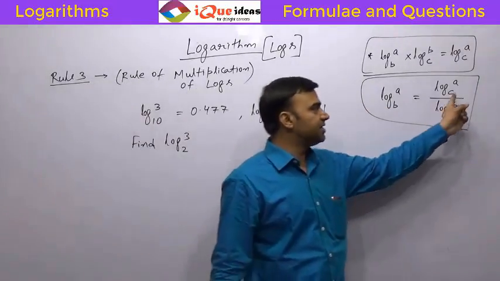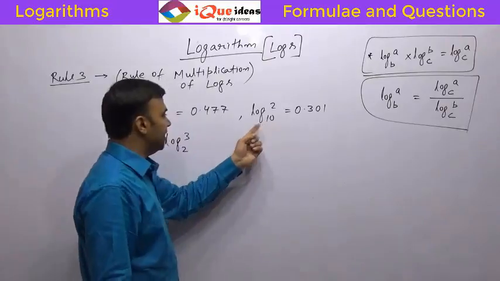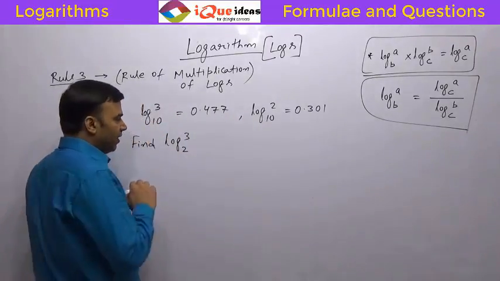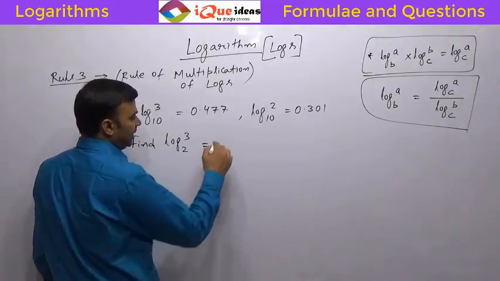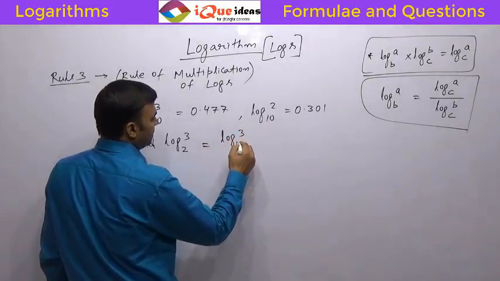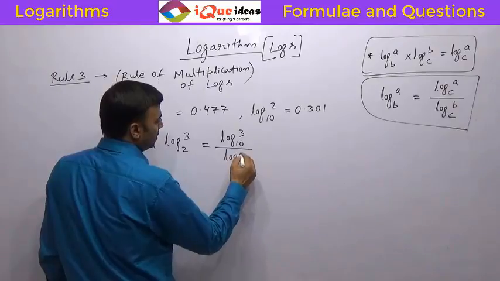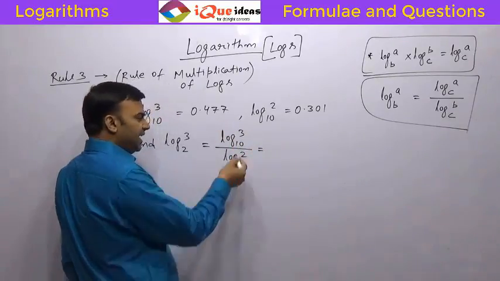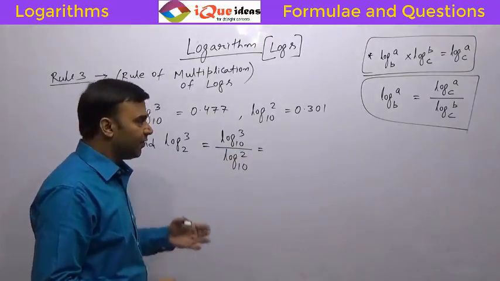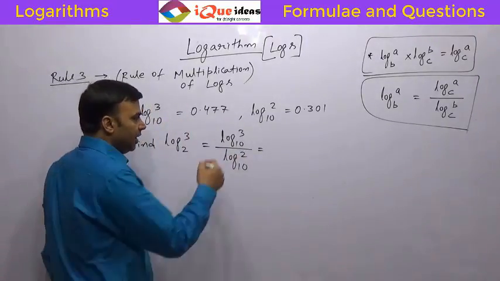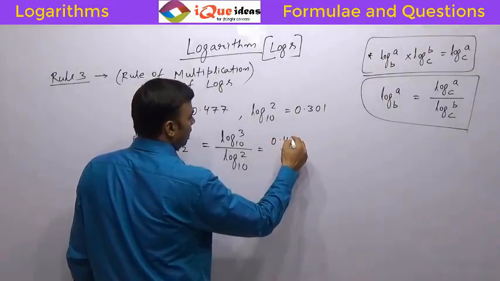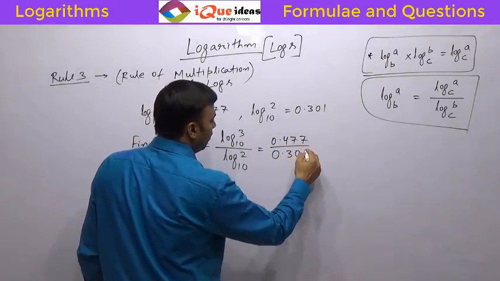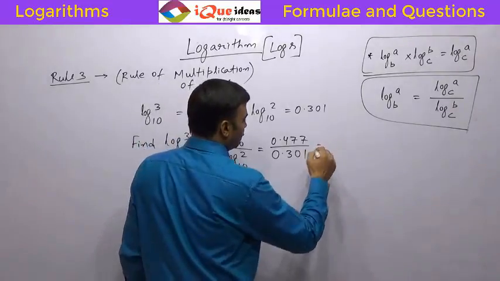So we introduce a third number c, and let's take c as 10, because the values of log 3 and log 2 are given in base 10. So what we write is, we take this as log 3 to the base 10 divided by log 2 to the base 10. Now these values are given. We can take any base, but here we will use that base for which the values are given. Alright. So log 3 to the base 10 is 0.477. Log 2 to the base 10 is 0.301. Right. So you can do some approximation.